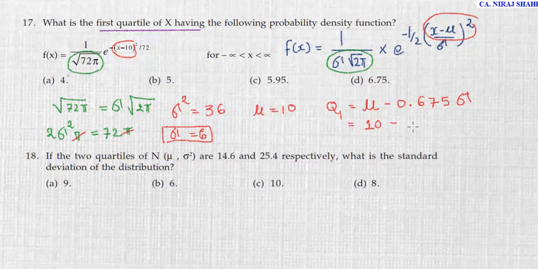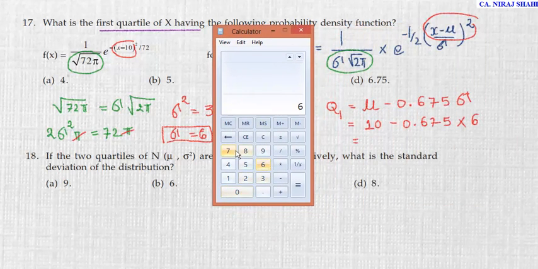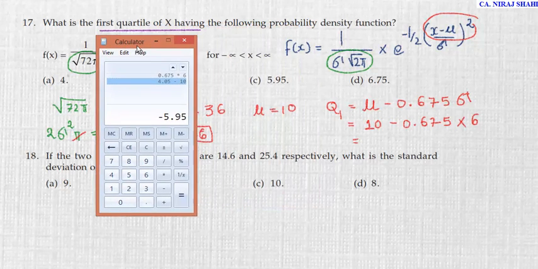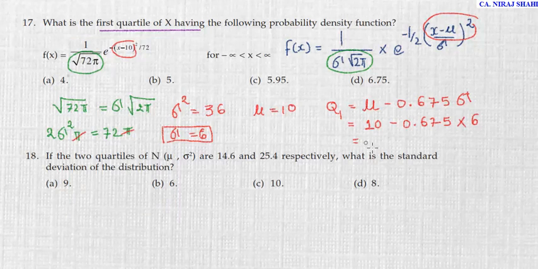Okay, just put all the figures here. Mu is equal to 10 minus 0.675 into sigma is equal to 6. Let's just solve it by calculator only. 0.675 into 6 and just deduct 10 from it. We'll get our answer and we have to change the sign. It is minus 5.95, but actually it is positive, so we'll make it positive. So it is 5.95. So our answer is 5.95. Option C is our answer.